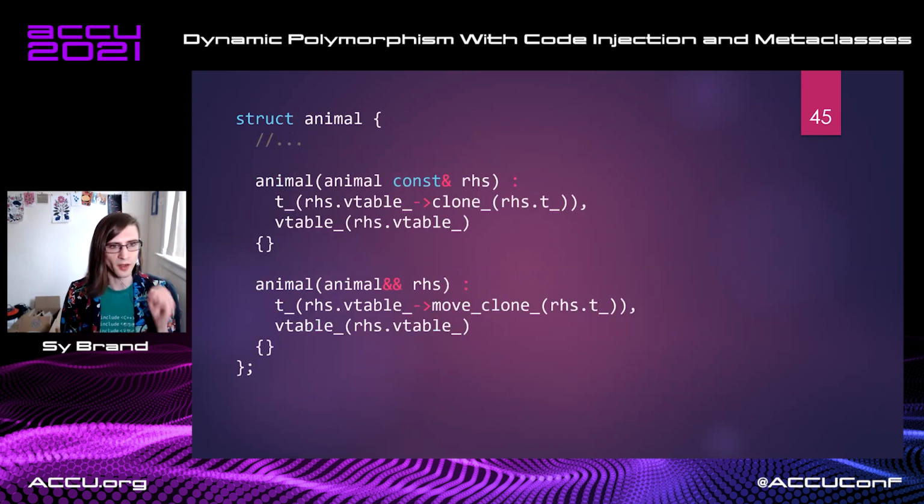All right, so how we do the next bit is in our copy constructor for an animal and our move constructors, we forward through the vtable in order to copy or move the correct underlying type. And we also copy the vtable over from the other object. All right, so we're manually managing these vtables, and we've created our vtable by hand.